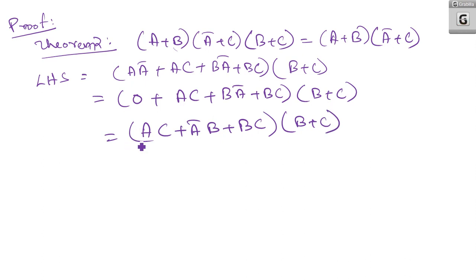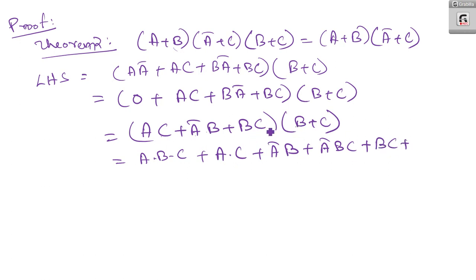Now again I am expanding it. Here we will get A and B and C, and B and C, or C dot C is C itself, and A dot C, or A bar B dot B. A bar B dot B is A bar B itself. Then A bar BC, or B dot B is B itself. So you will get BC, or then C dot C is C itself. So you will get BC.